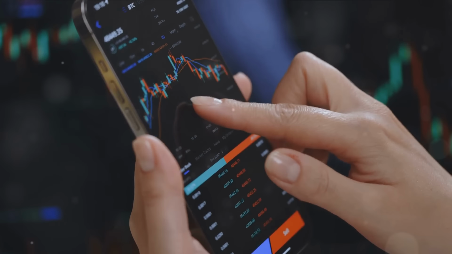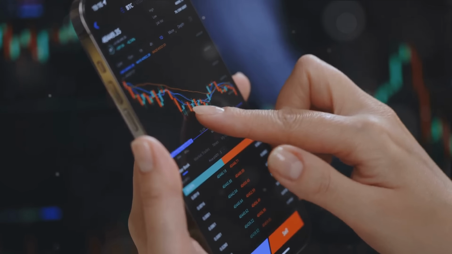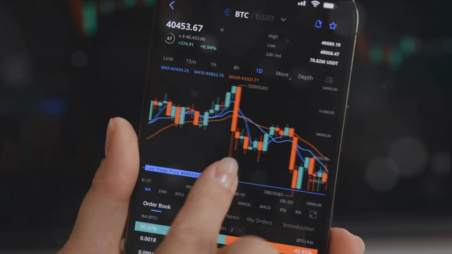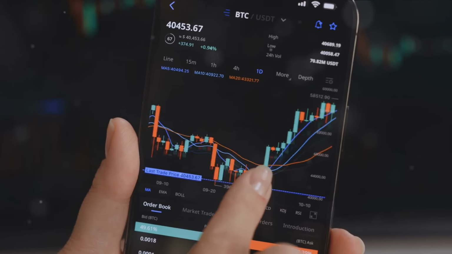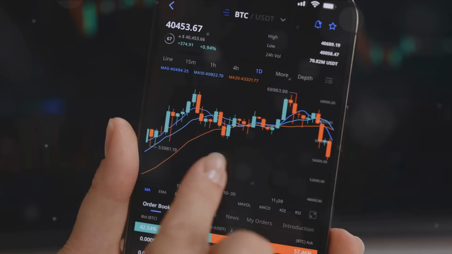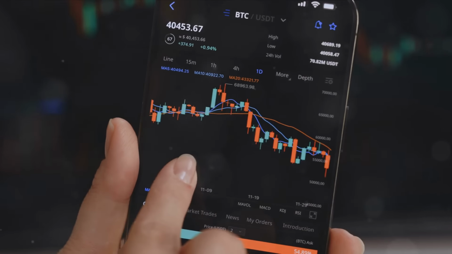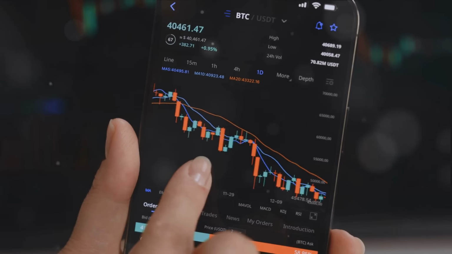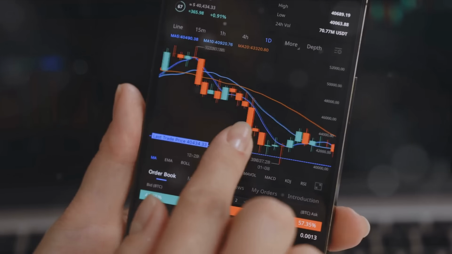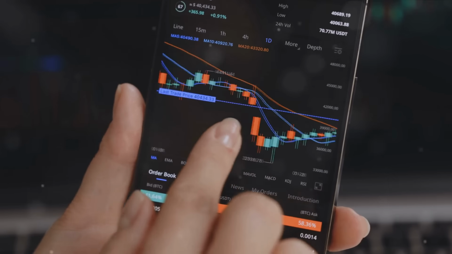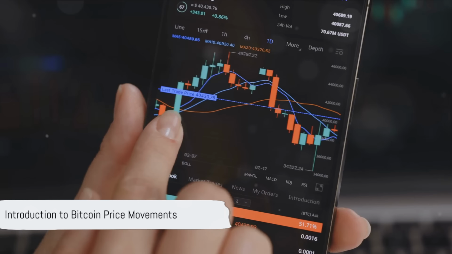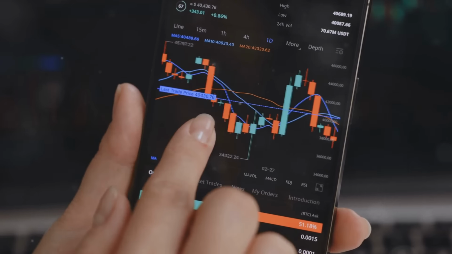When more people want to buy Bitcoin than sell it, the price goes up. Conversely, when more people want to sell than buy, the price goes down. But it's not just about buying and selling. Bitcoin's price is also affected by factors such as regulatory news, market sentiment, technological advancements, and macroeconomic trends. Predicting these movements, however, is not a straightforward task. It requires a deep understanding of various analysis techniques and a keen eye for market indicators. In this video, we will explore the different techniques used to predict Bitcoin price movements.